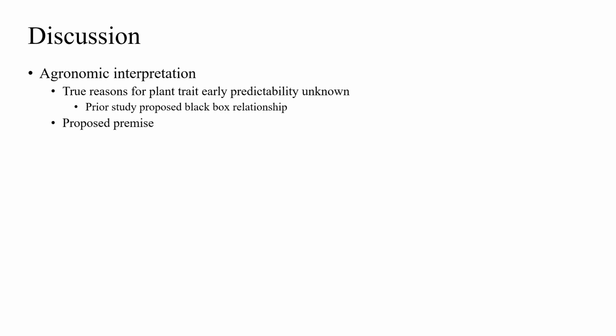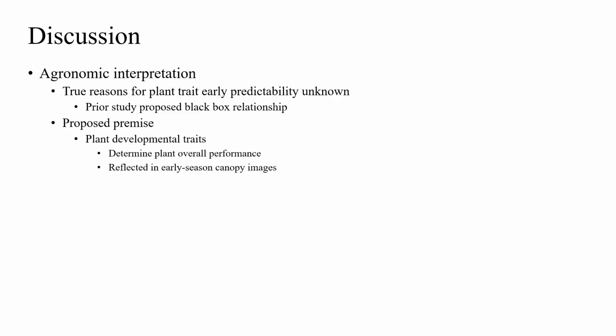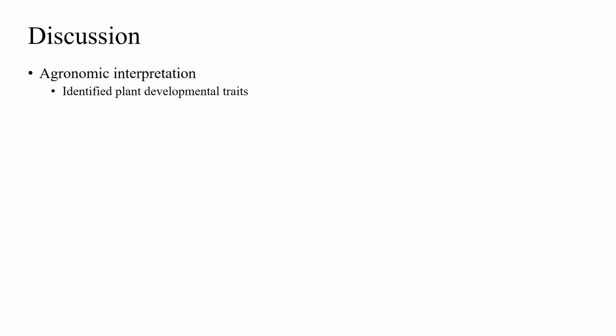As an attempt to rationalize the study findings by connecting plant science with digital image processing, we proposed that plant developmental traits such as plant architecture and leaf features can determine plant overall performance and are reflected in early-season canopy images. Therefore, it can be logically assumed that the canopy color and texture features indicate or represent these plant developmental traits as well as the interactions between them. We identified the following plant developmental traits that can be represented by canopy color and texture information, and are the primary contributors to canopy color and texture index variations.